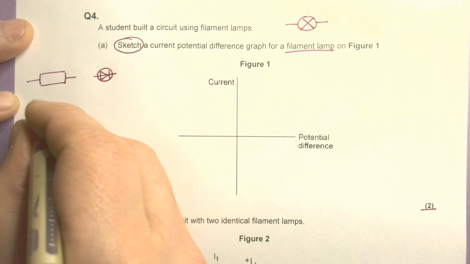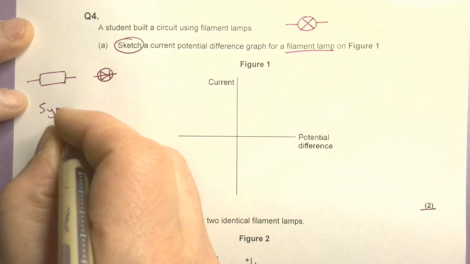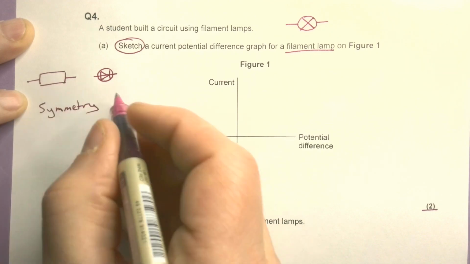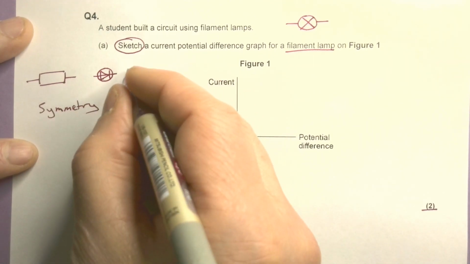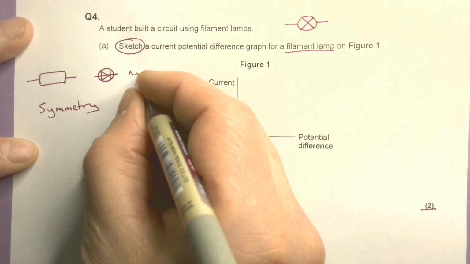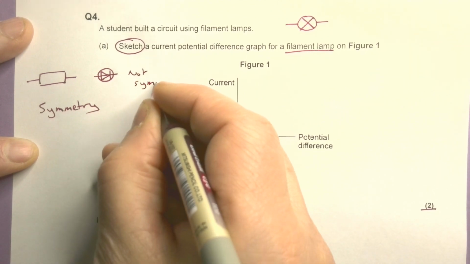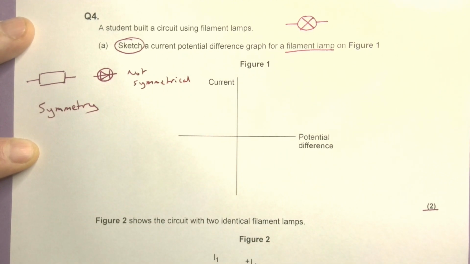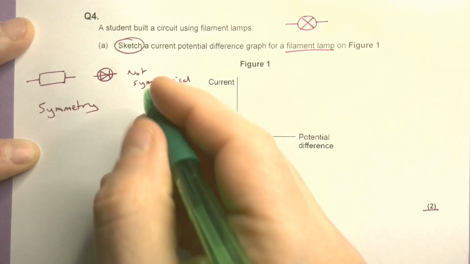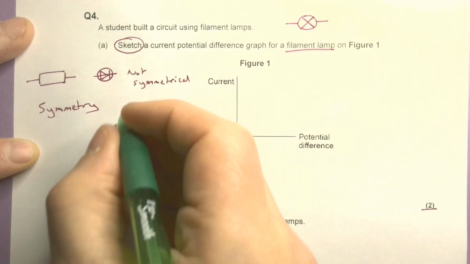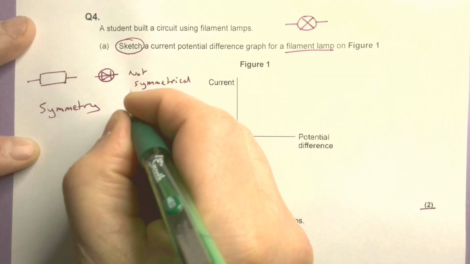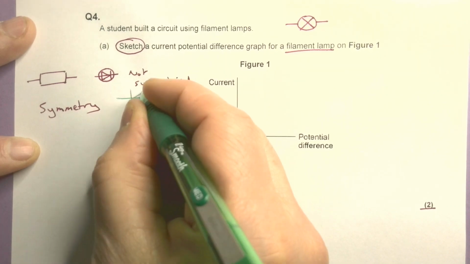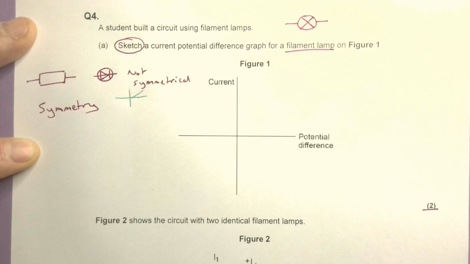We're looking for, is there symmetry in the shape? So symmetry with that one. This is the only one here that is not symmetrical, which means its graph is not symmetrical. Okay, and if we think about the shape of the graph of a PD current graph for a diode, it looks like this. It only exists in one dimension.